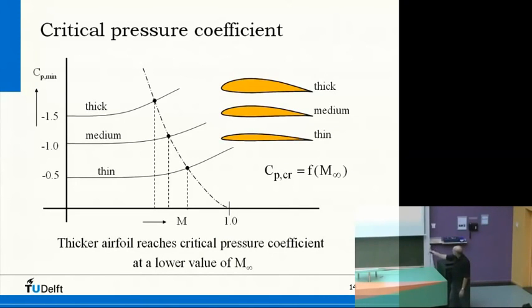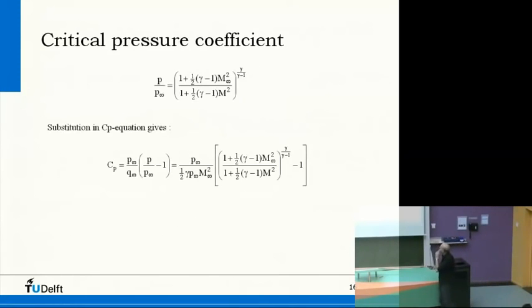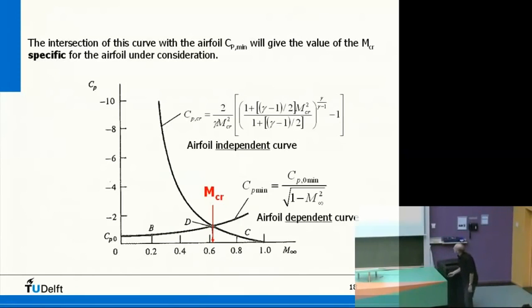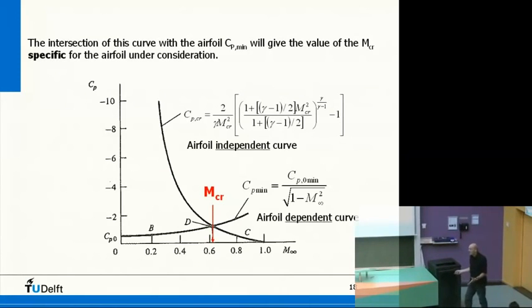So this is airfoil dependent here, and this is the line for the critical CP as a function of the Mach number. Okay, and here it is. And simply, by intersection, you will find the critical Mach number for a certain airfoil. If this is the CP for a certain airfoil right here, and this is the critical CP as a relation with the critical Mach number, then at the crossover here, there is the critical Mach number.